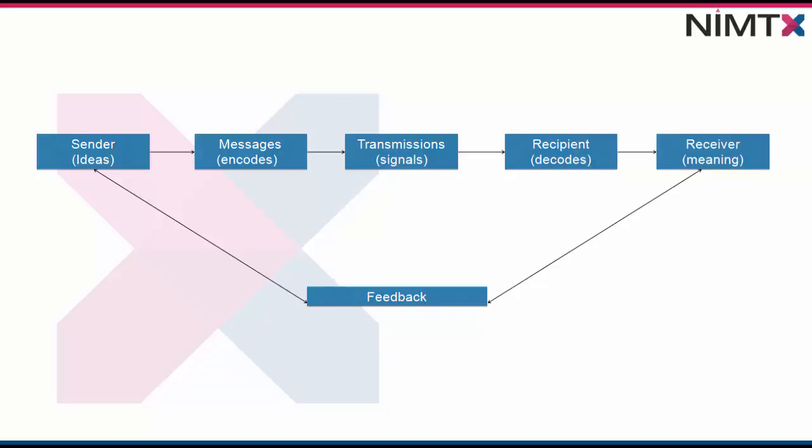So this is a flow chart. This is a graphic representation. We see the sender has an idea. The sender encodes the idea into a message, sends it through a signal. What does transmission? It can be, this is the channel of communication. It can be written, it can be oral, it can be through an email. So these are the mediums of communication.